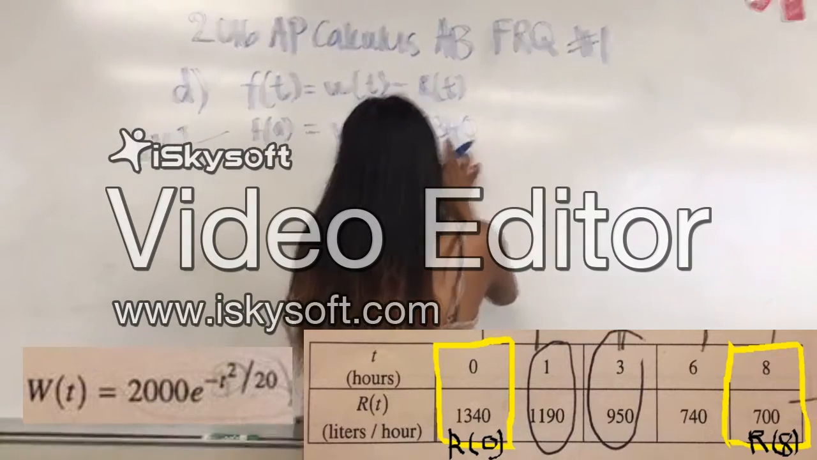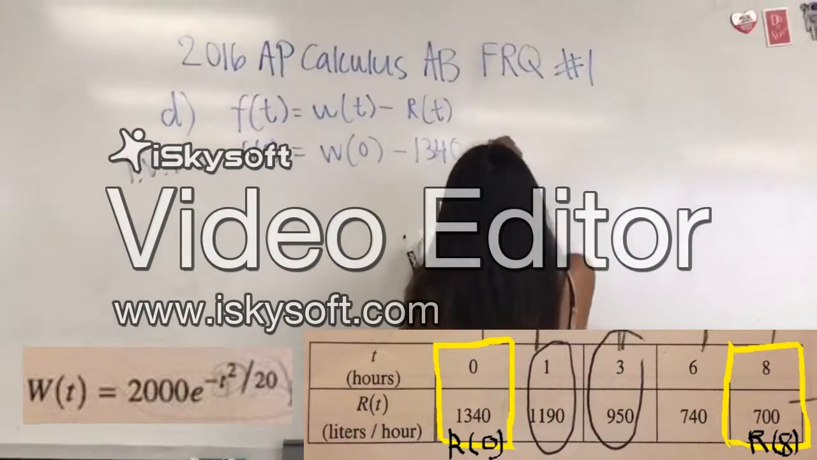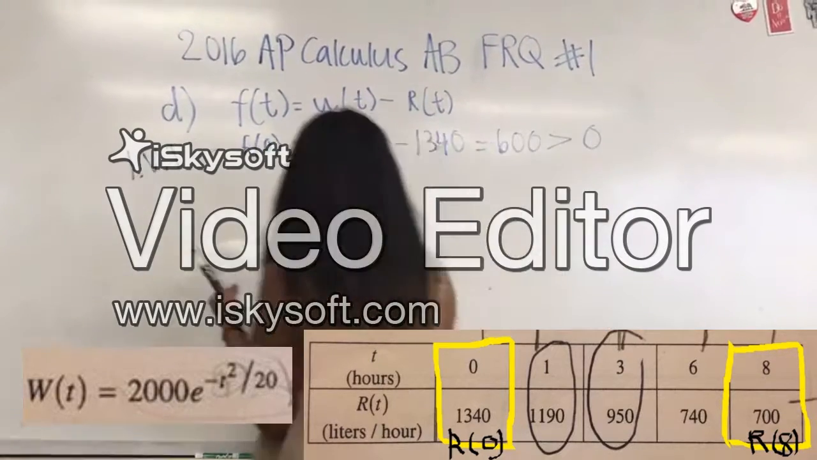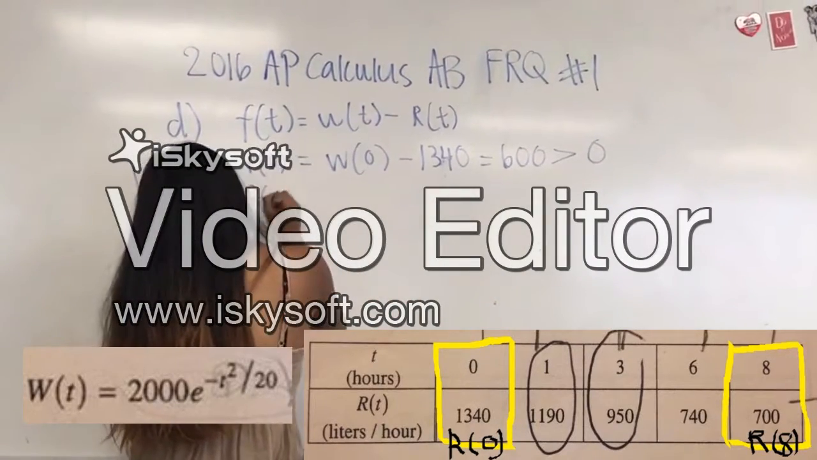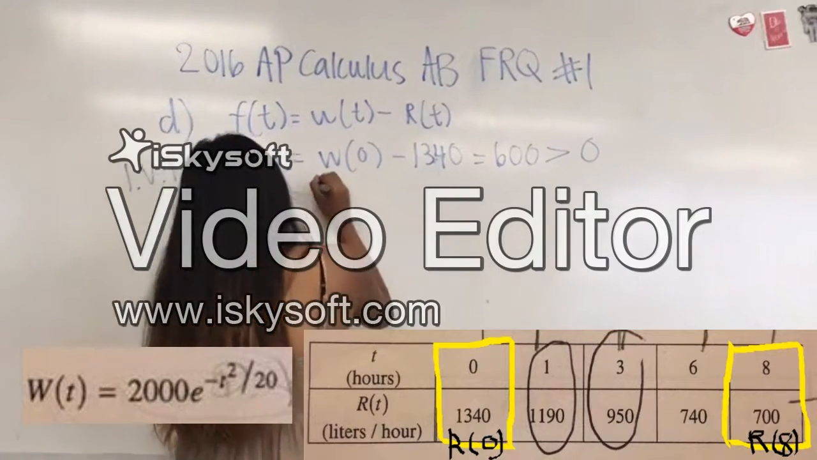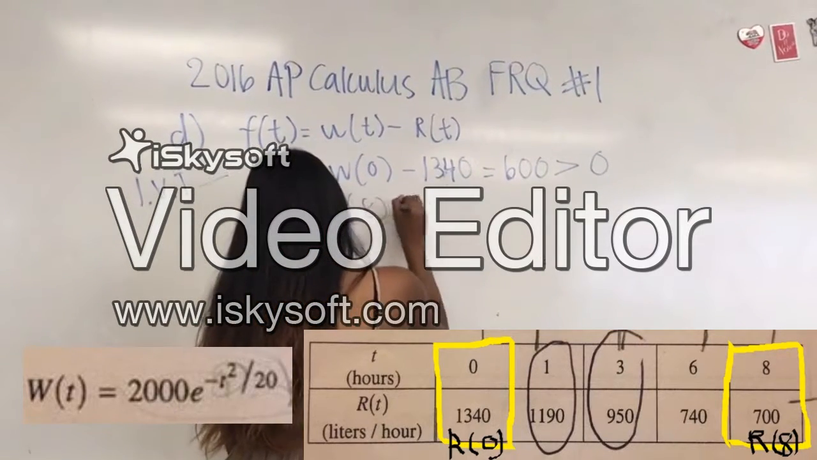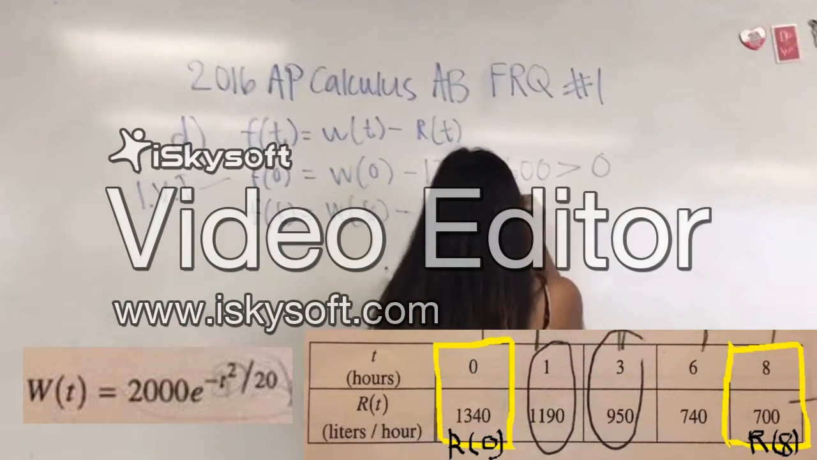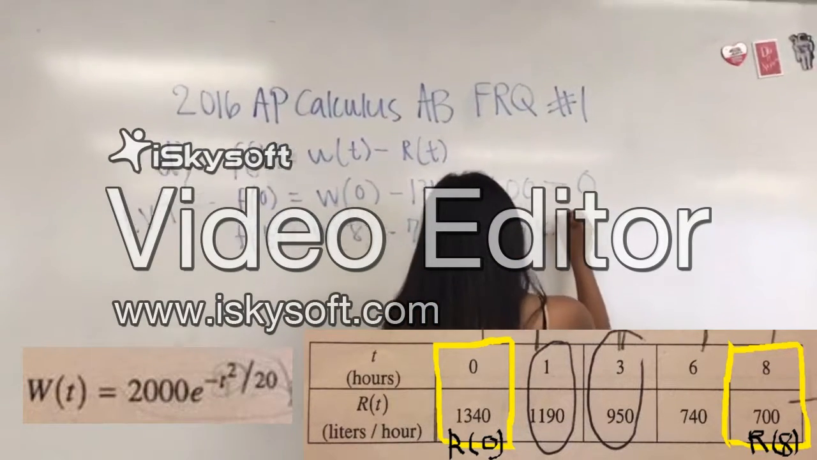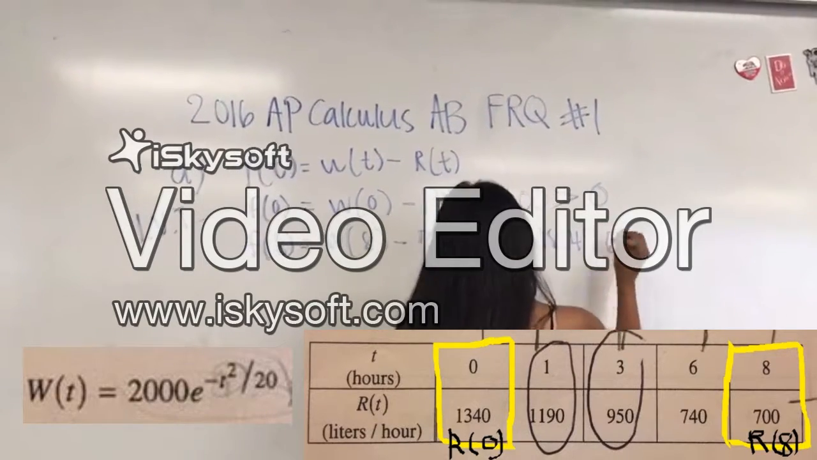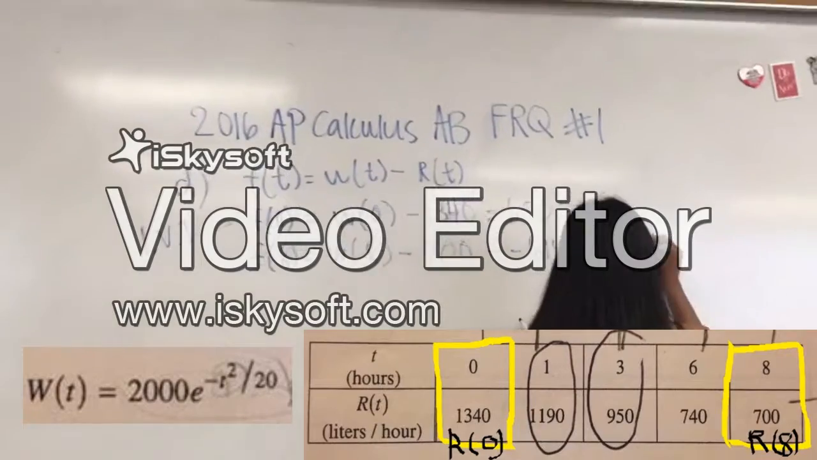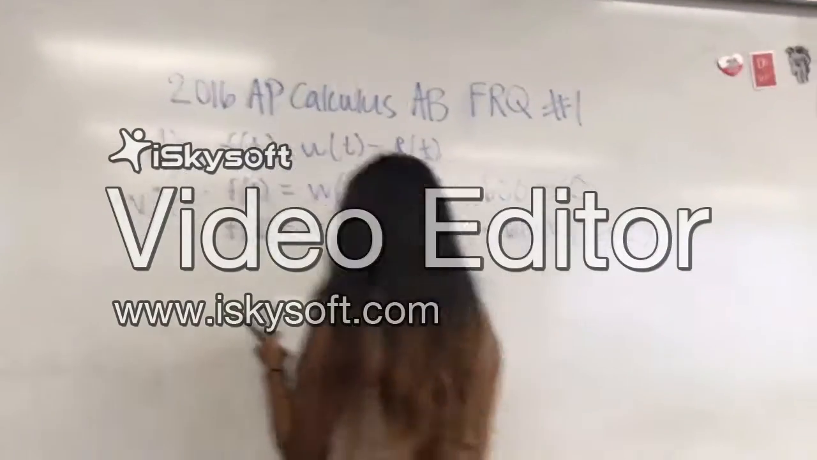Now we will be plugging in 0 and 8 into f of t. So we go back to our calculator and find W of 0 and find r of 0 in the table given. We see that f of 0 is positive and greater than 0. We will continue to do the same thing for f of 8, finding W of 8 in the calculator and r of 8 in the table. F of 8 is negative and less than 0.